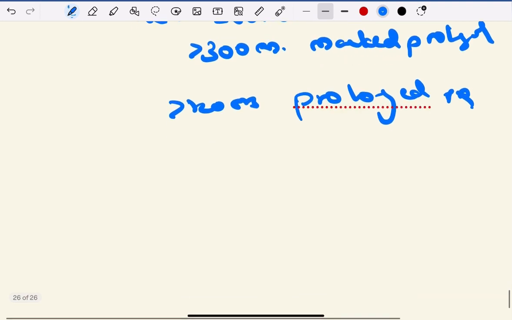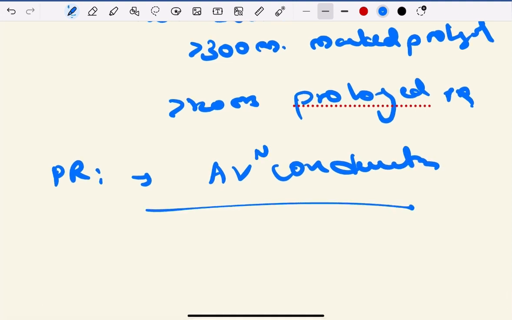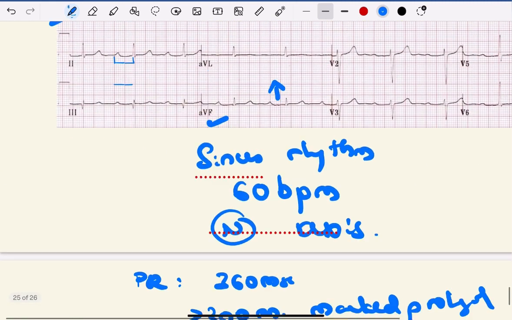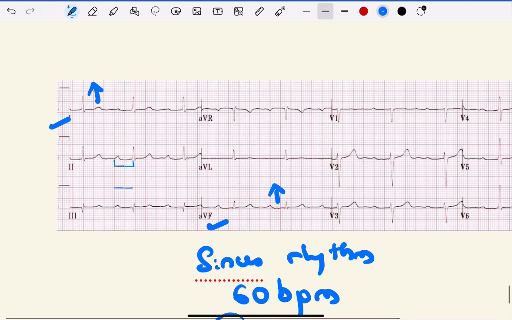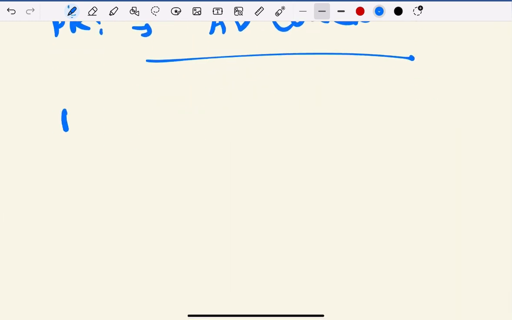The PR interval tells us about the current going through the AV node. The PR interval talks about AV nodal conduction. So there is a delay in the AV nodal conduction, that's why the PR interval is prolonged. Since every PR interval is equal, look at this here, here, every PR interval is constant. So there is constant prolongation of the PR interval. So this is first degree heart block.